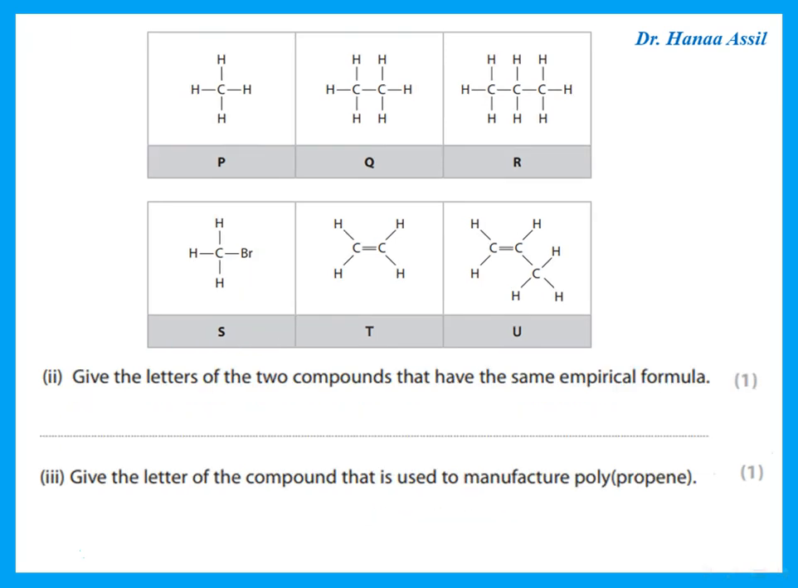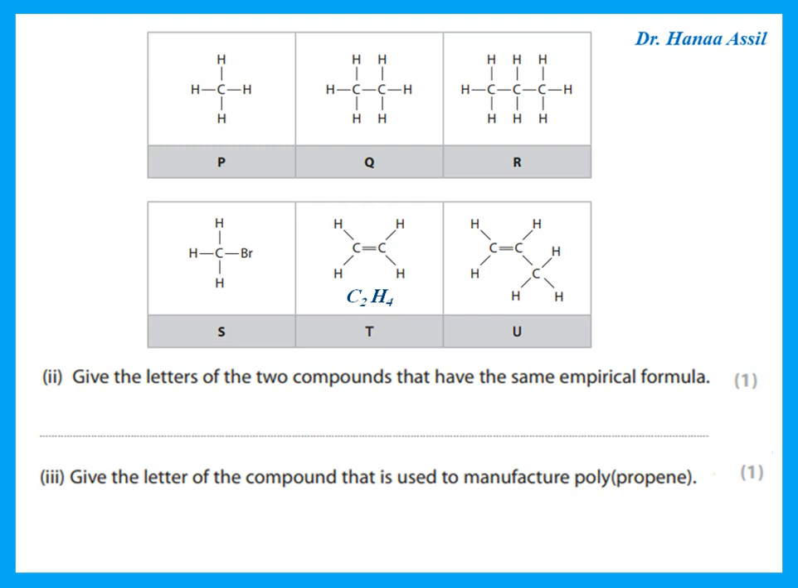Then he says, give the letters of the 2 compounds that have the same empirical formula. What do we mean by empirical formula? Empirical formula is the simplest ratio between the atoms. So, what compounds will have the same empirical formula? Of course, if 2 of them are alkenes, for example, let's look at T and U.